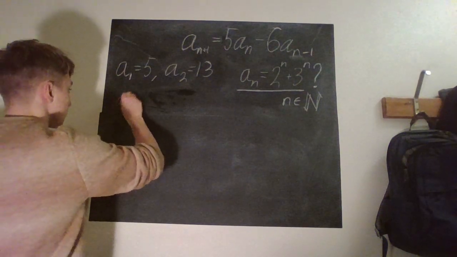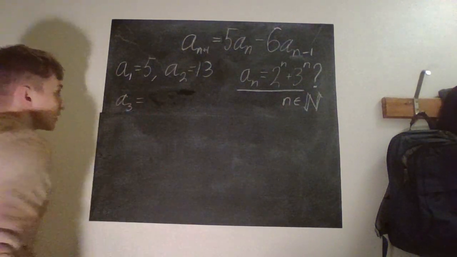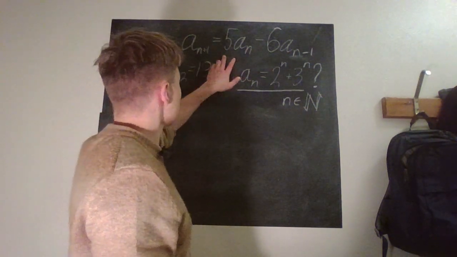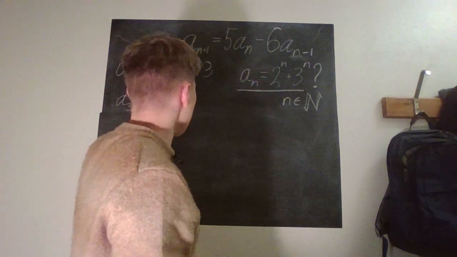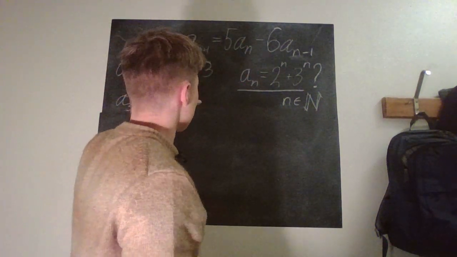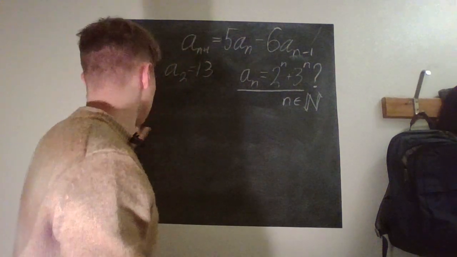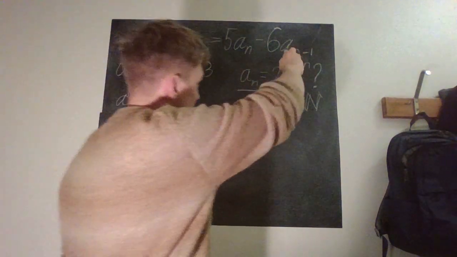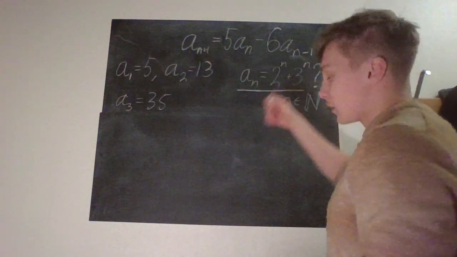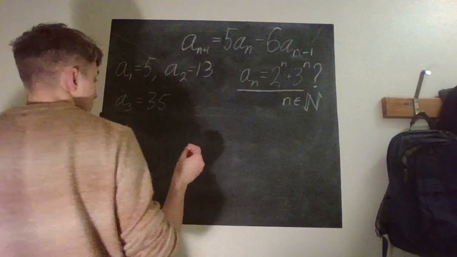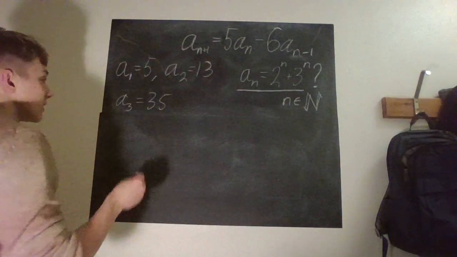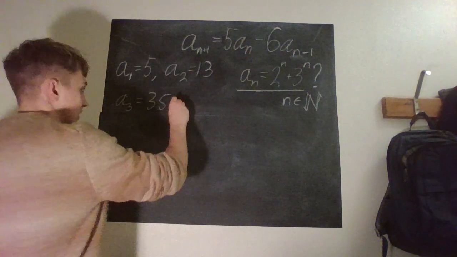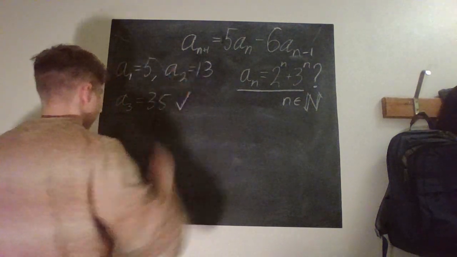So a_3 is supposedly equal to 13 times 5 minus 6 times 5. That's 5 times 7, which is 35. And if we look over here, it should be 2 to the power of 3 plus 3 to the power of 3. That's 8 plus 27, which is also 35. So yeah, everything checks out thus far.